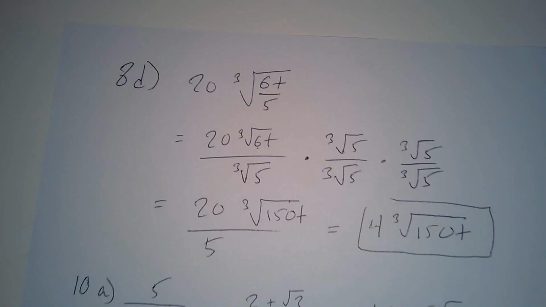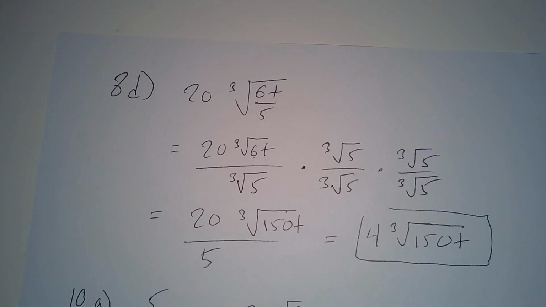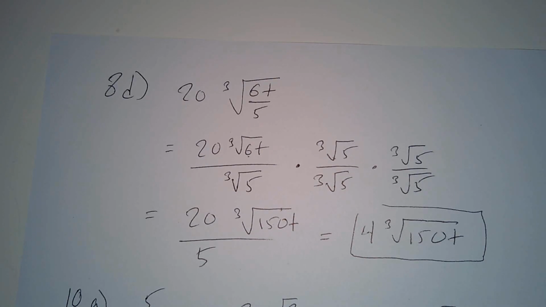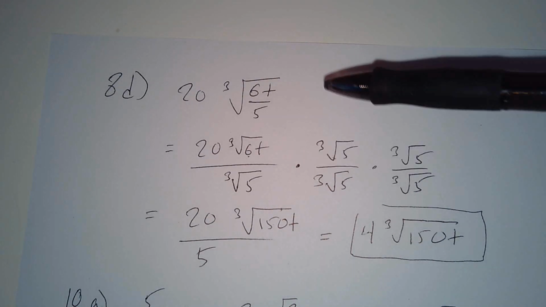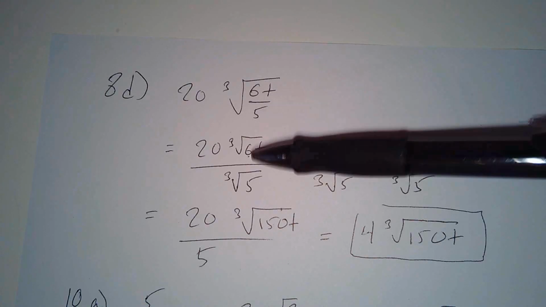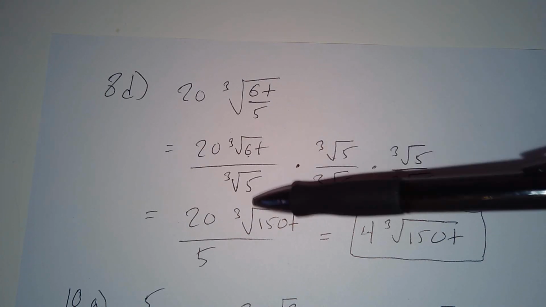Okay, next one here, 8D. So same idea. This time, now this one's a little bit different. It's a cube root, right? So if it's a cube root, same idea, I can break this into two, right? The top and the bottom.